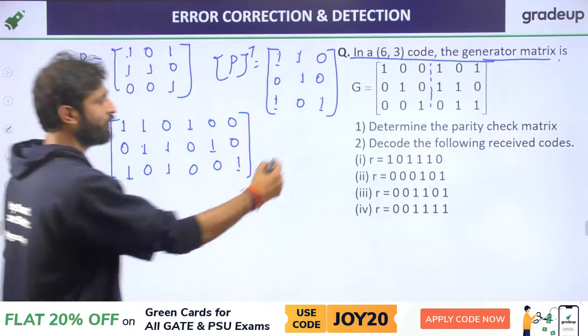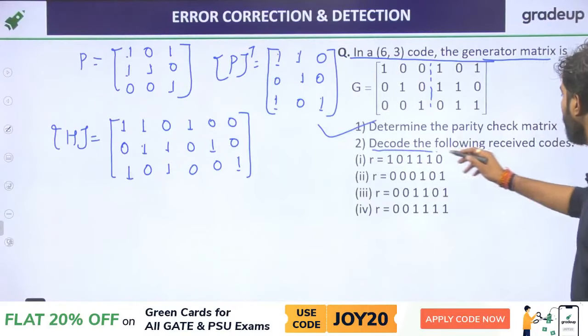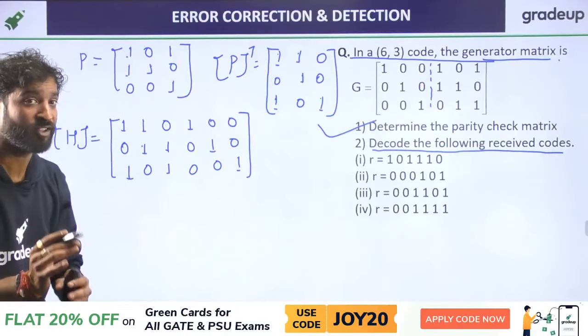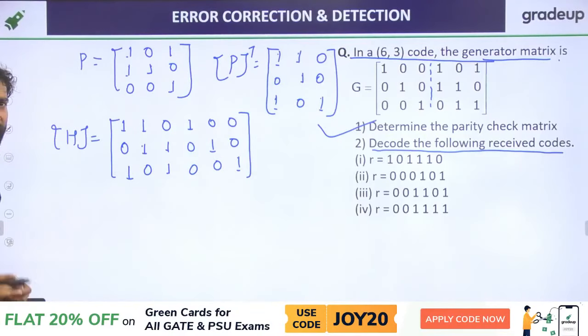Now the first part is calculated. Now the second part: decode the following received code. This is the important part. Everybody listen carefully. This is the most important thing to understand here.